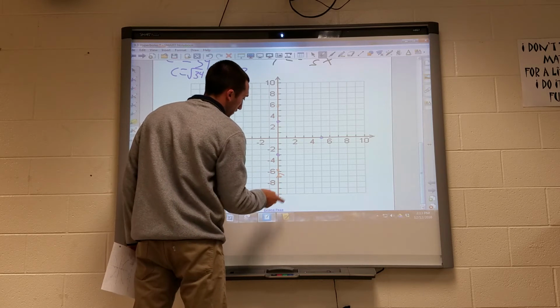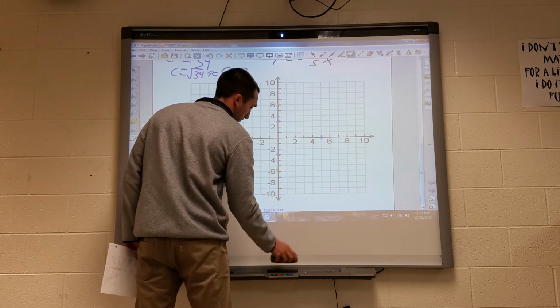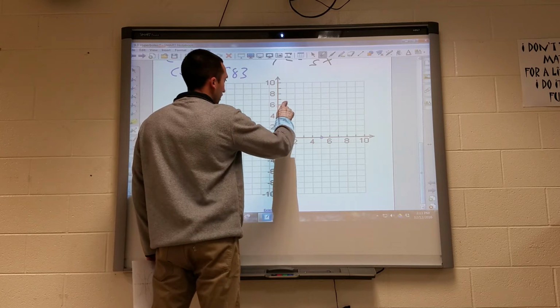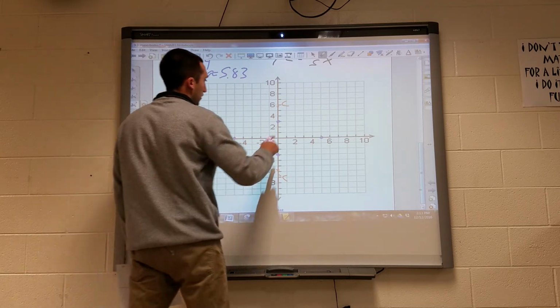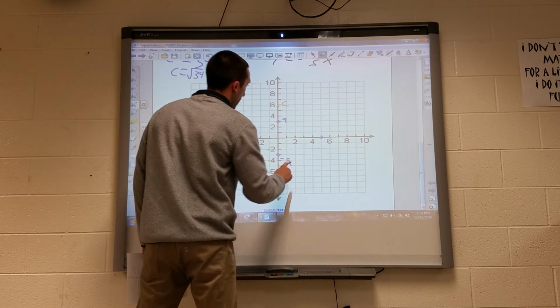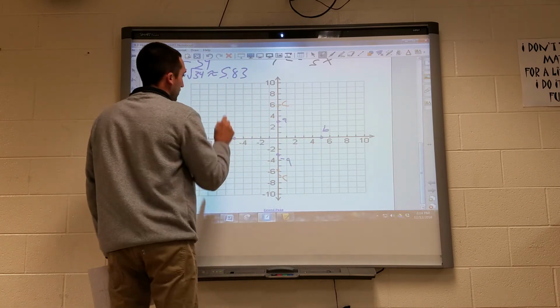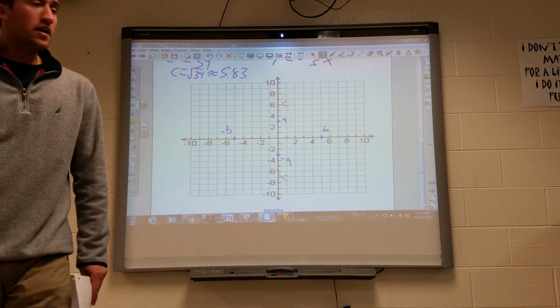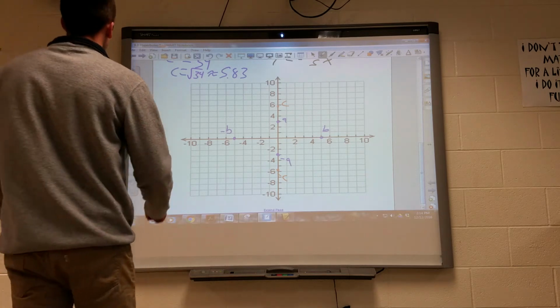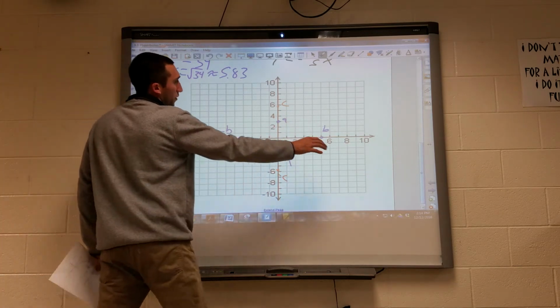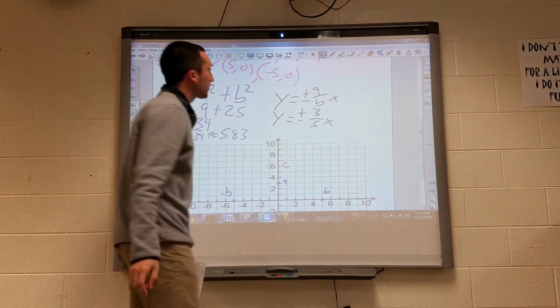So these are my foci. Actually, I'm going to call them negative C and C. And I'm going to call this A and negative A. And I'm going to call this B and negative B. Okay, so if we go ahead and continue, we can see that we want to sketch our asymptotes.